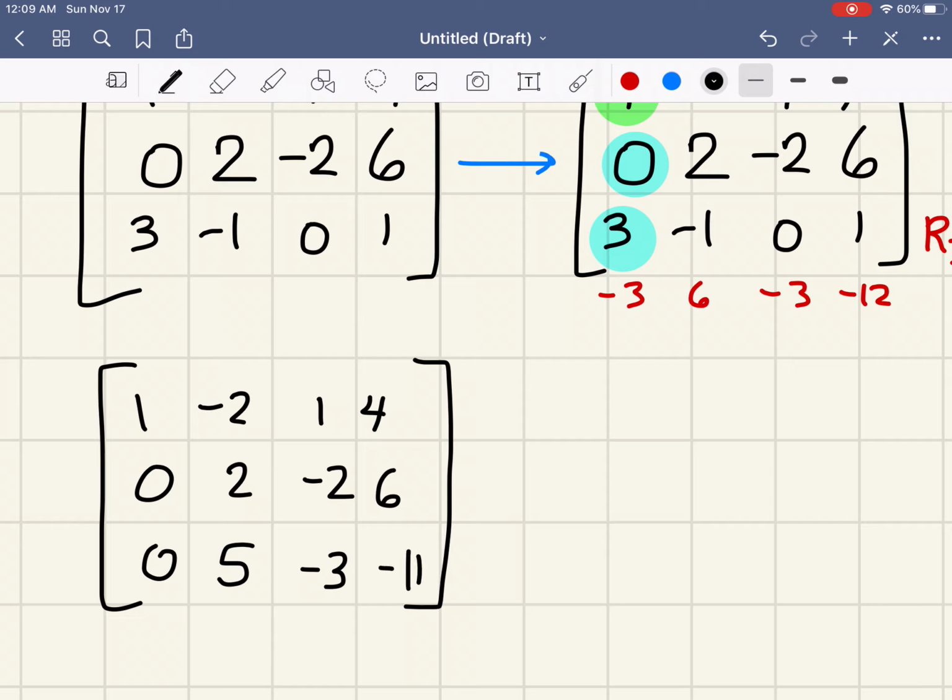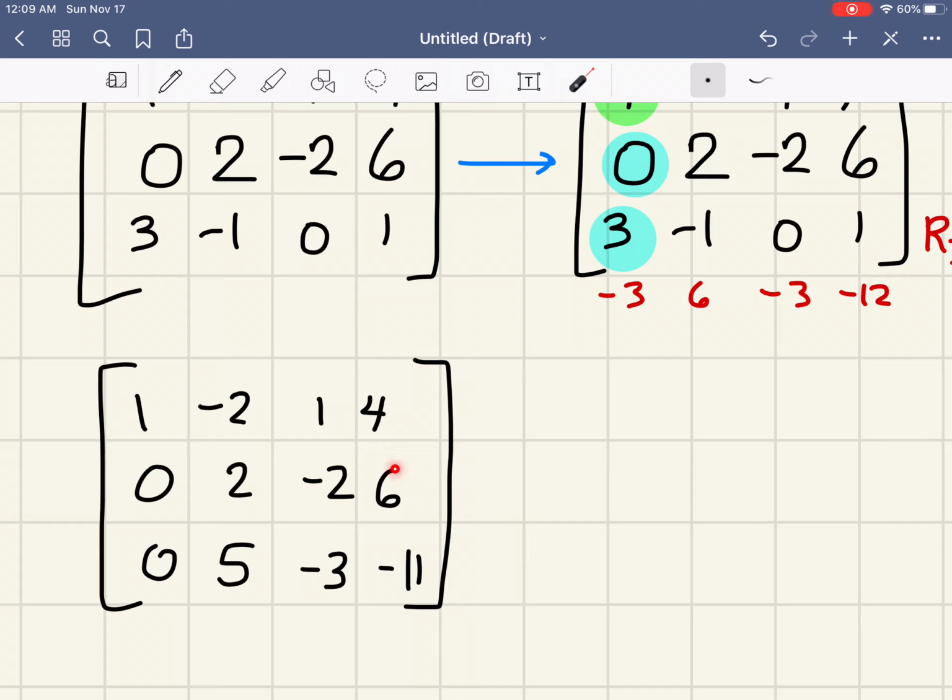Okay, that's my new row 3. And so once I have this done, so this is my first row. Now I concentrate on my new column, where I do the same thing. I look at the first entry, the first non-zero things. Well, both of them are non-zero.